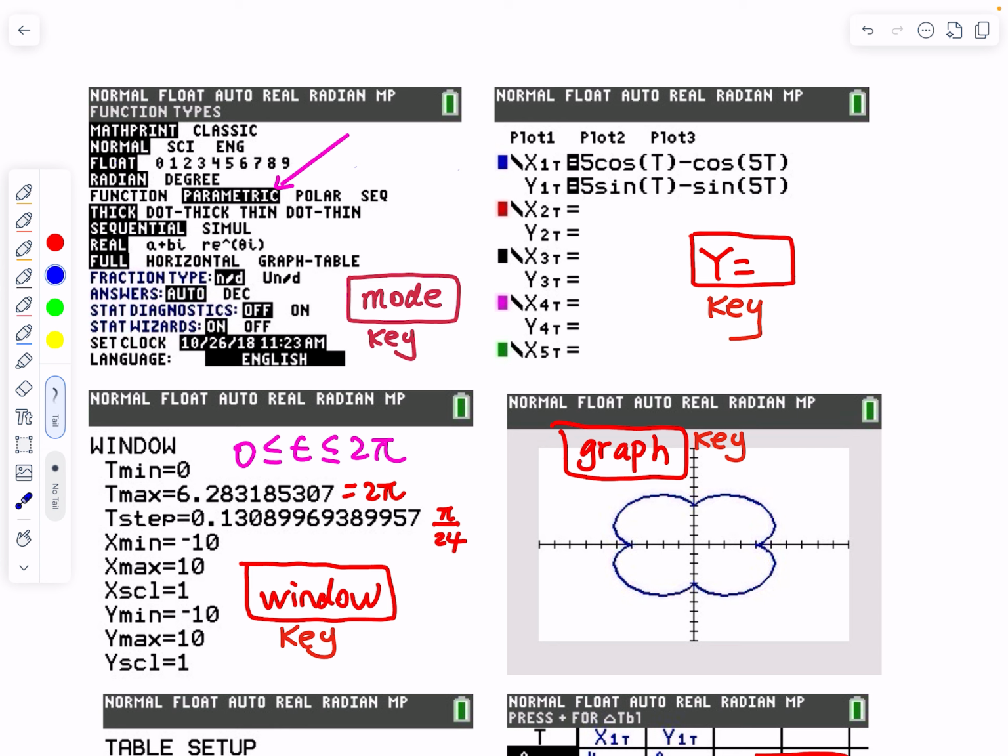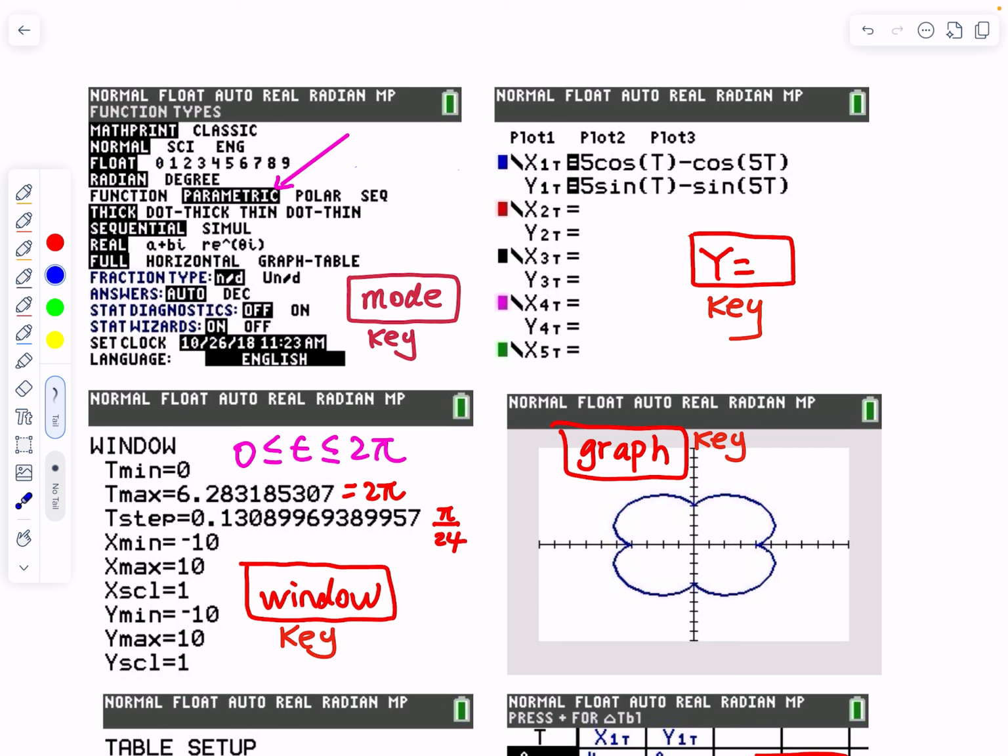Okay, I prefer to use pi over 24. So you type the second key and the raise key to get the pi, then click the division, divided by 24. Once you click enter, it will approximate that for you. And then for the x and the y, I will just use plus or minus 10. So this window is ready, and then you can click graph.